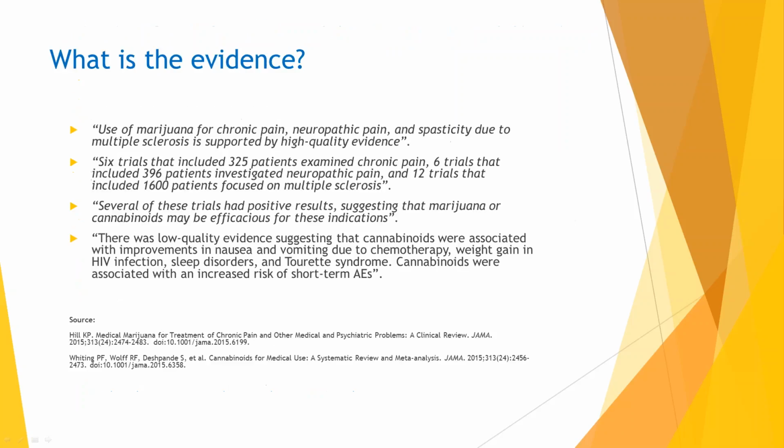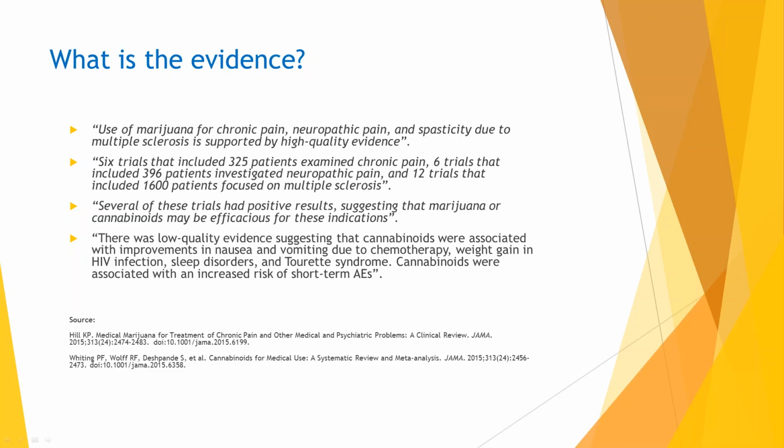Next slide. So what is the evidence? These are two recent articles that were published 2 months ago in Journal of American Medical Association. And they were meta-analysis, and they looked at the trials and the outcome. And these are the exact statements from the article. Use of marijuana for chronic pain, neuropathic pain, and spasticity due to multiple sclerosis is supported by high-quality evidence.